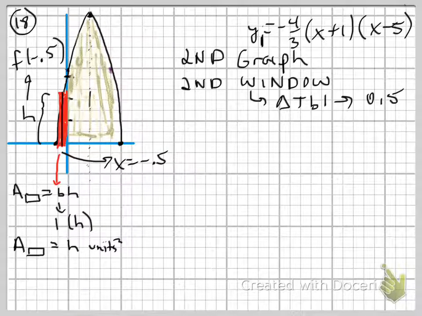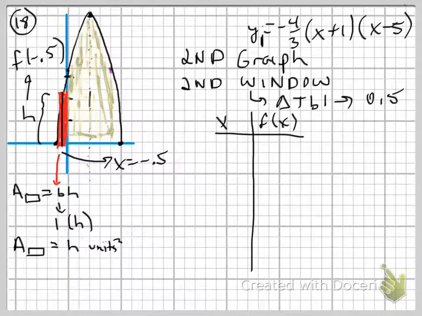Okay? That's what I want. So I'm going to need a table here, and then okay, so let's do this. X, f of x. I'm going to make a table of values here. Okay, so I need negative 0.5. And when I look on my calculator, second graph, and look at the table, it says that negative 0.5 has 3.6667. So that's really 3 2/3.